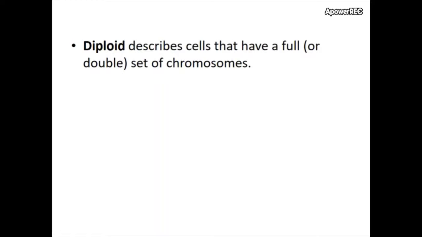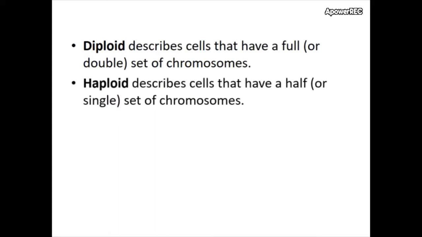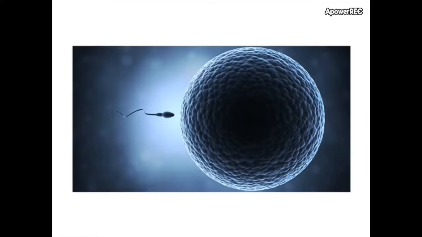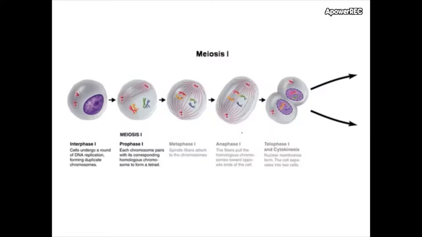Again, diploid for human cells describes cells that have a full set of chromosomes, and haploid describes cells that have a half set of chromosomes, or a single copy of each chromosome. So why are haploid cells around and what is their importance? Well, they play a role in meiosis, which is the process of sexual reproduction. A way for you to memorize this is that it has a letter E in it. Just like sex has a letter E, so does meiosis.